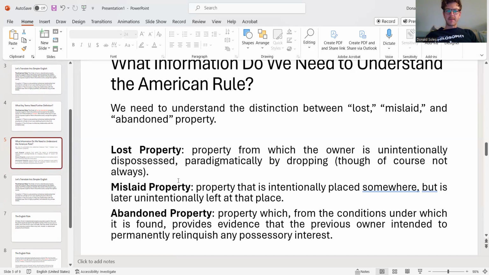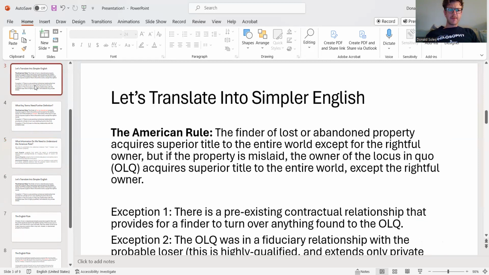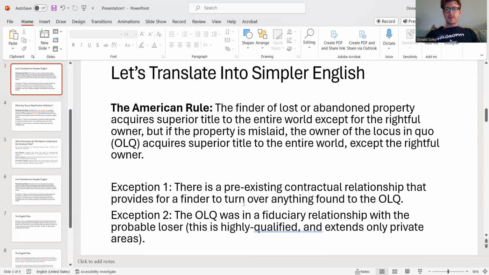Maybe you could pause the video and try to think of your own examples about these categories of property. But in American law, everything hinges on the categorization of the property. Very little depends on the other facts of the case. Of course, there are these exceptions that I've told you about. There could be a pre-existing contractual duty that was established, or there might be this special fiduciary relationship. The owner of the locus in quo might be the owner of a bank or an innkeeper.